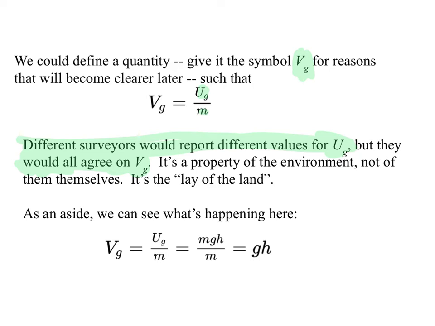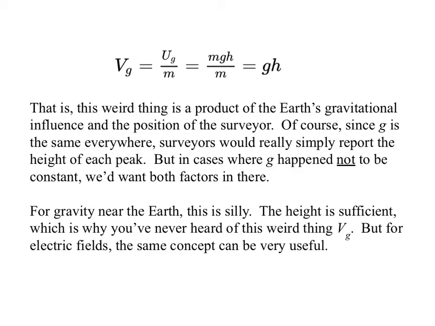As an aside, we see that's literally true, right? We can say, if we take that formula and we actually put in the height, the energy at height h is mgh, then we see that the masses, of course, cancel, right? The masses go away. This fraction is 1, so we don't write it anymore. And in fact, this weird V sub g is just g times h. And therefore, it doesn't matter who you ask, because they all have the same g and they all have the same h. This weird thing is a product of the Earth's gravitational influence and the position of the surveyor.